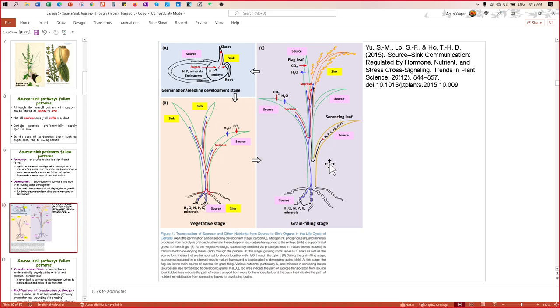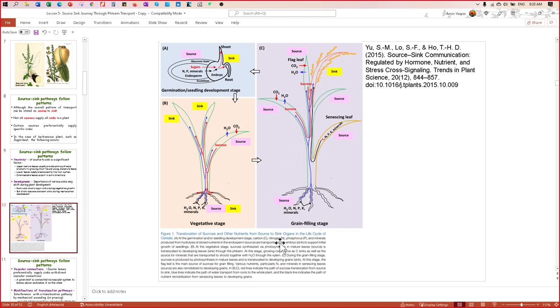Okay, but as the plant progresses, now it has entered the reproductive stage. Okay, things get more interesting. Look at the root now. It is no longer the sink organ, completely the source organ, because everything now must be channeled to only one organ, which is the reproductive organ.